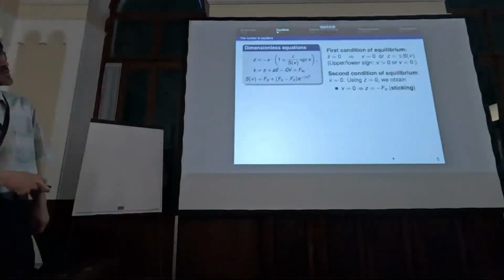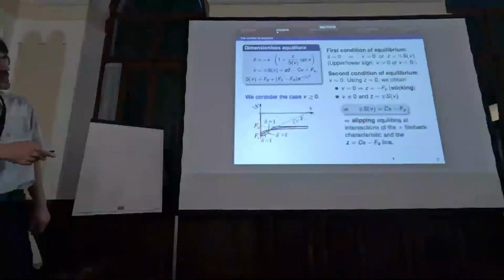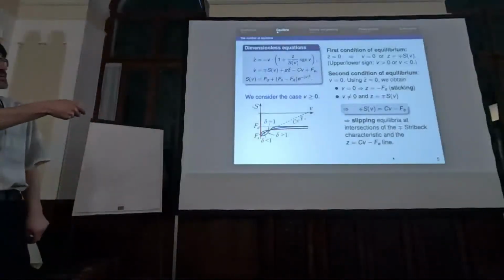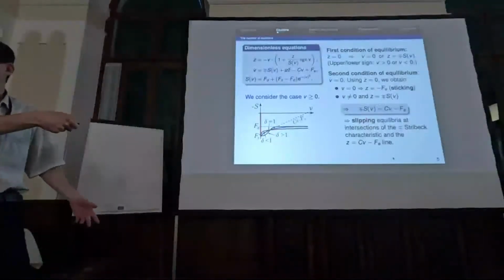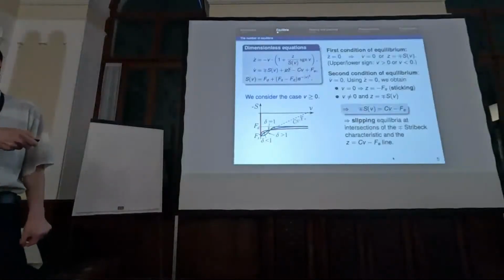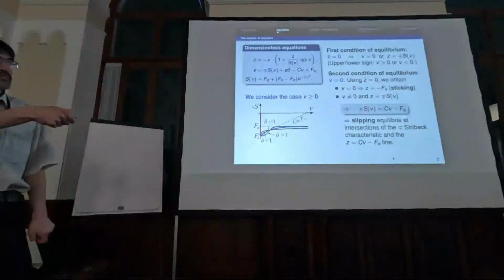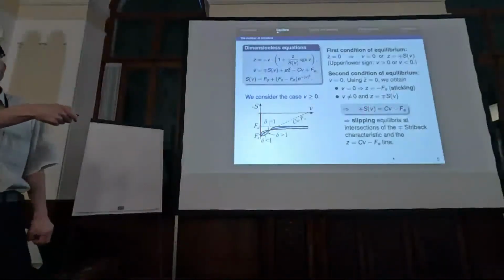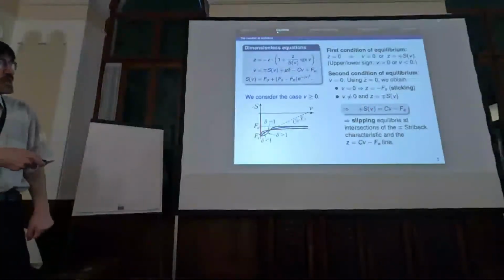The second condition of the equilibrium is that v dot equals 0. And I don't want to go into the details since it is quite trivial that there are basically 2 cases. Either the velocity is 0 and we have sticking, or the velocity is non-zero and we have slipping equilibrium solutions. And this equation describes the slipping equilibria, which is, again, quite trivial. So one part of the friction force is given by the Stribeck characteristic, other part is given by the viscous friction, and here we have an external force, and these are in equilibrium.